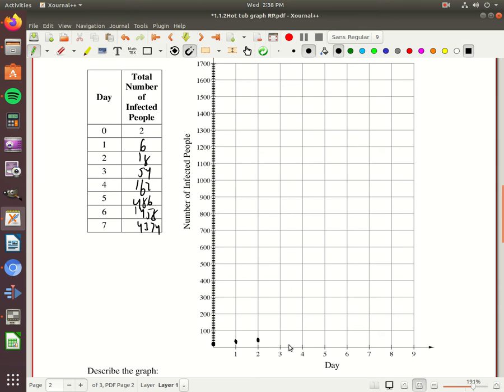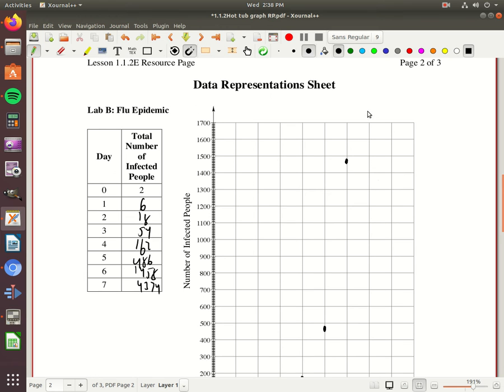I think that these are probably already too high, but that's okay. You'll get the idea of what it is that we're talking about. 5 is 486, 6 is 1458, and 7 was 43-something, so obviously way up here, topping the graph completely.